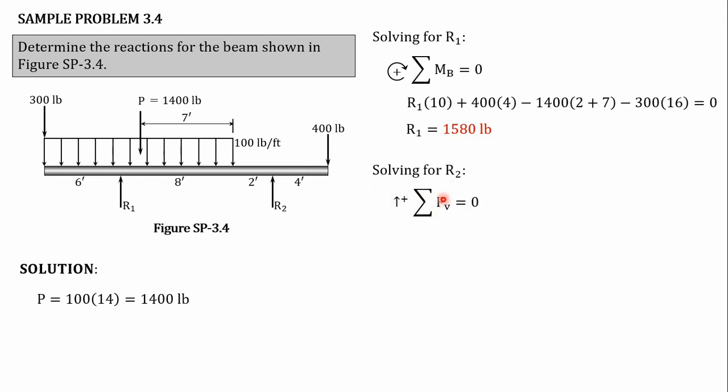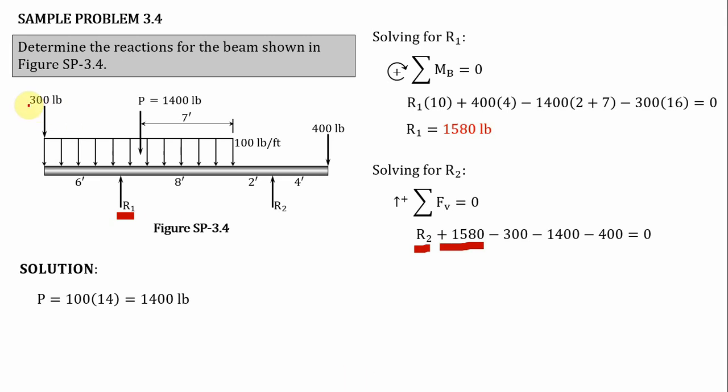Okay, so summation of vertical forces is equal to 0, and we assume that going upward is positive. Okay, so R2, I will explain it one by one, class. R2 is going upward, so that is positive. And then R1, which we already solved, is equivalent to 1,580 pounds, and that is going upward. So that's why plus 1,580 pounds.